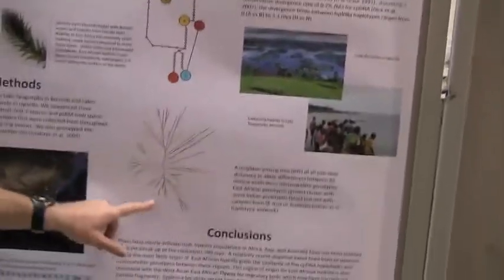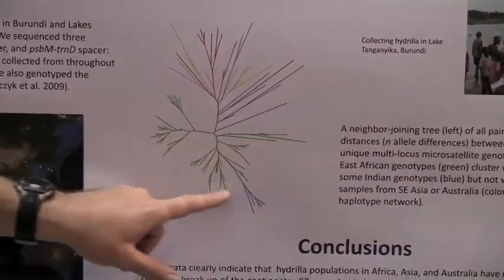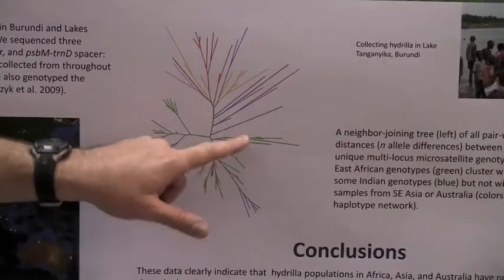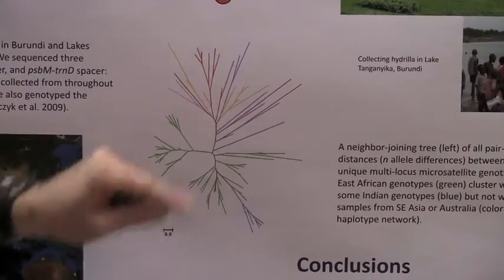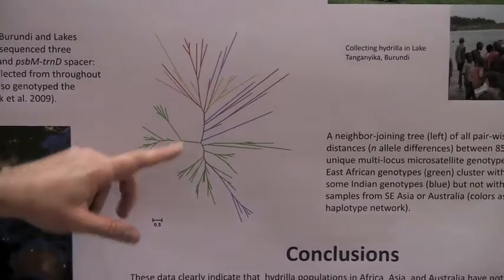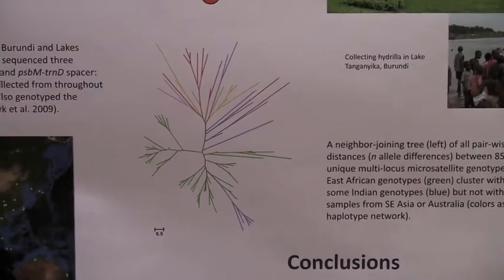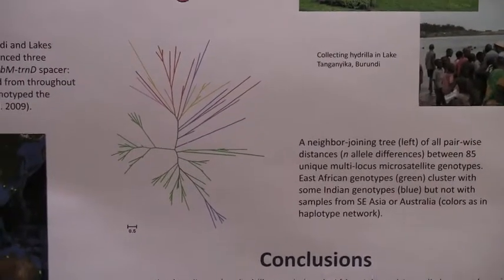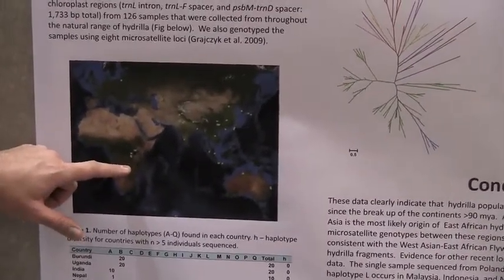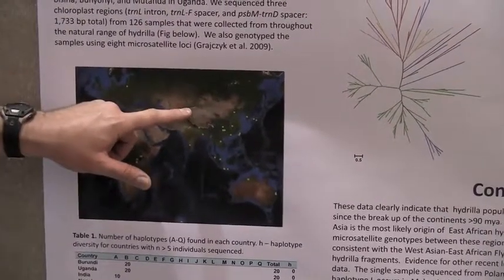If we look at another type of locus, microsatellite loci, and we cluster those, the African ones here are in green, and the India ones are in blue. And we see that the African haplotypes cluster with the India ones, but not with any of these from China or Australia or Indonesia. And so what we think has happened is that this population of Hydrilla in East Africa is really a long-distance dispersal event from somewhere here in Western Asia.